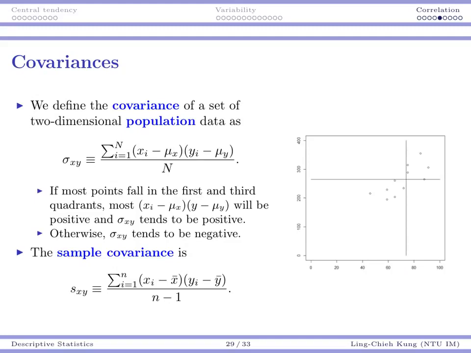If we are talking about sample data, then we use this notation SXY. Since we are talking about sample data, the sample size is small n, and we have x bar, y bar as the sample means, and the denominator would again be n minus 1.